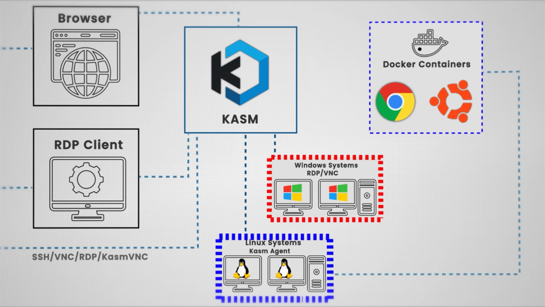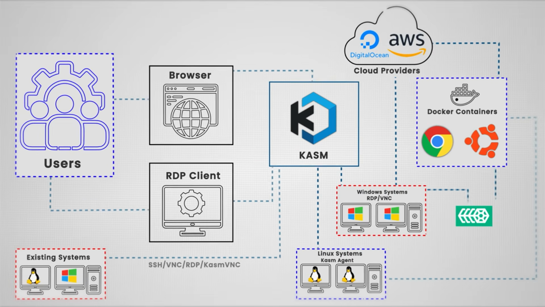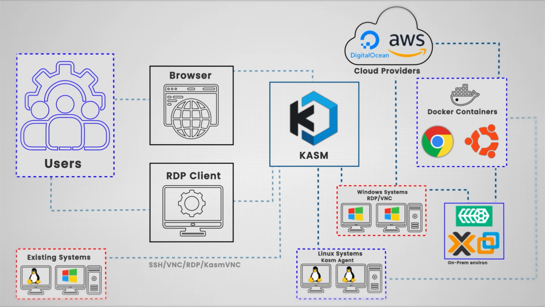Both Kasm Agents and Windows servers can be auto-scaled. Autoscaling allows Kasm to automatically provision and deprovision resources based on real-time user demand, so you don't have to keep systems running all the time. This works across multiple cloud providers, as well as on-prem environments like Harvester and Proxmox.